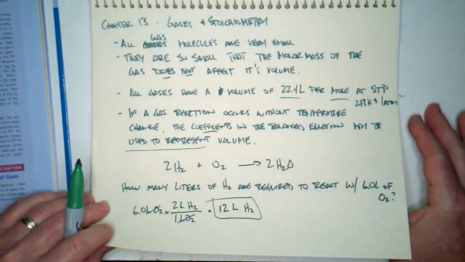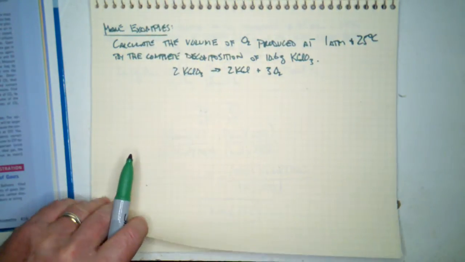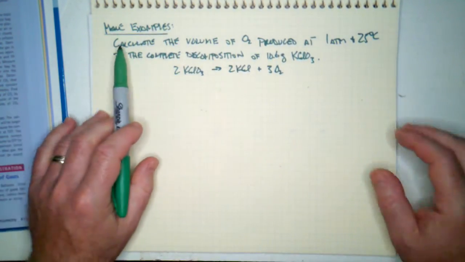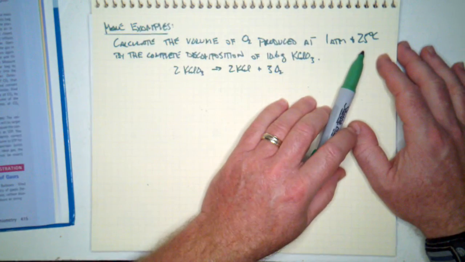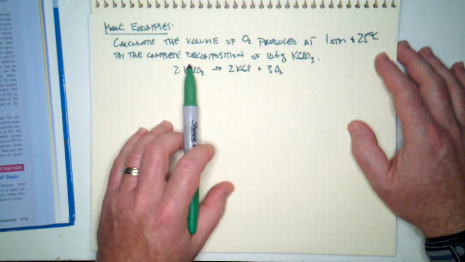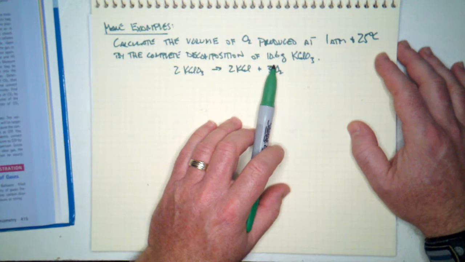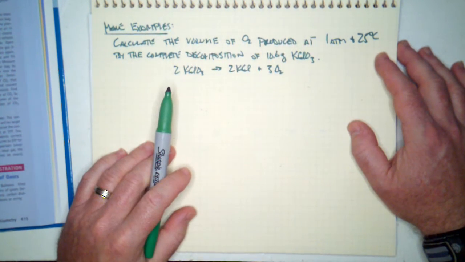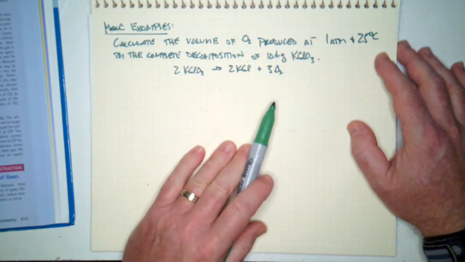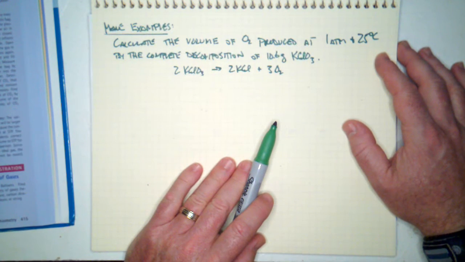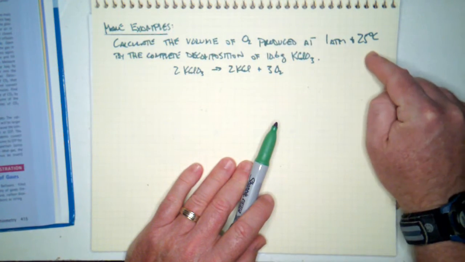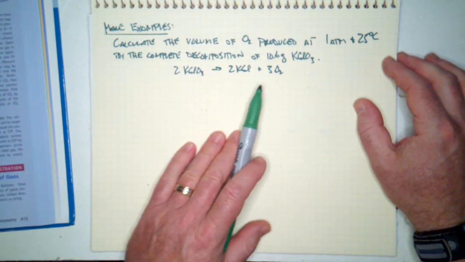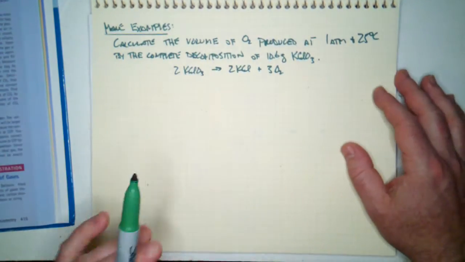Let's do something a little more complicated. This is a typical example of a gas stoichiometry problem. Calculate the volume of oxygen produced at 1 atmosphere and 25 degrees C by the complete decomposition of 10.6 grams of potassium chlorate. Now, we're given as a starting material 10.6 grams of potassium chlorate. I know it says 1 atmosphere and 25 degrees C, but those are the pressure and temperature you're going to use later to convert moles of oxygen produced to gas.